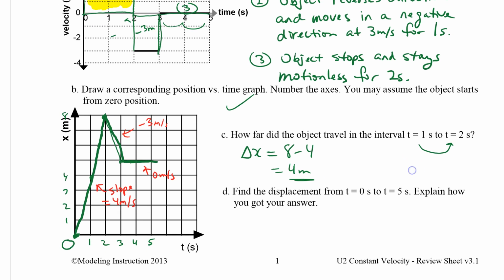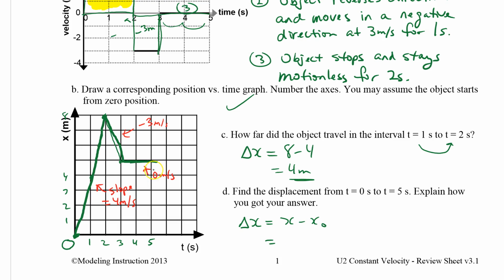Okay. Find the displacement from 0 to 5 seconds. Explain how you got your answer. Okay, so the displacement is the change in position. In other words, where it ended minus where it started.